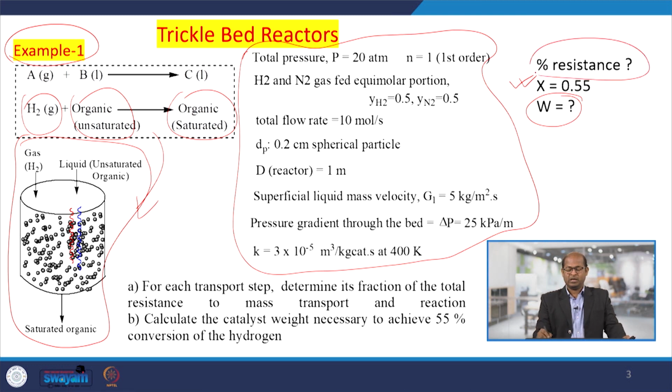In this particular trickle bed reactor we have to find the weight for a desired conversion, that is 55% conversion, and also the percentage resistance developed for individual steps, meaning when reactant A transfers from the bulk gas phase to the inside pore of the catalyst. What resistances are there, and what are the numerical values of those individual resistances? Then we can find the total overall mass transfer coefficient or resistance, put that in the design equations, and then solve the design equations.